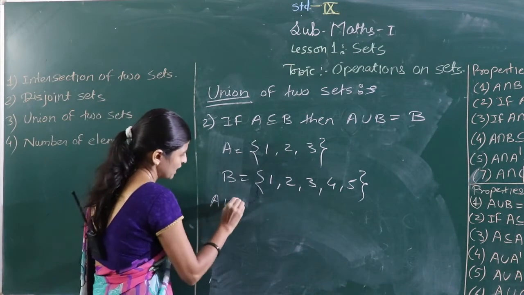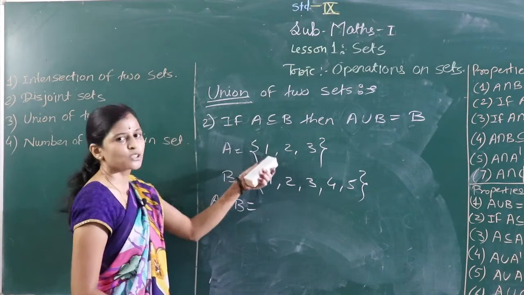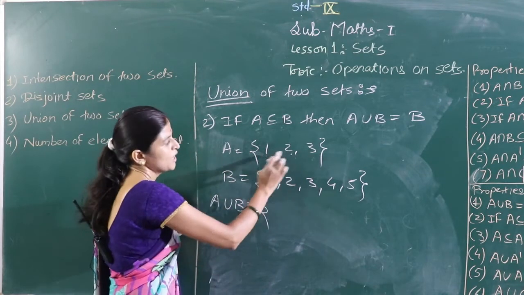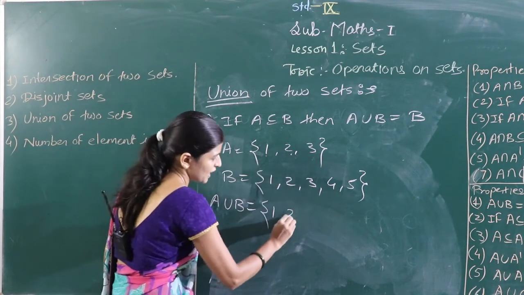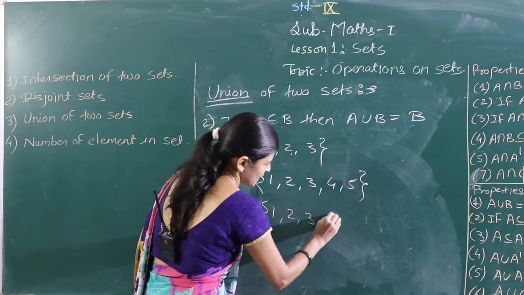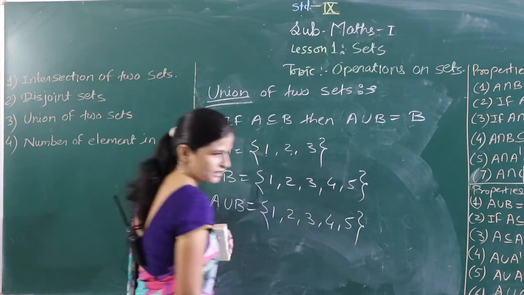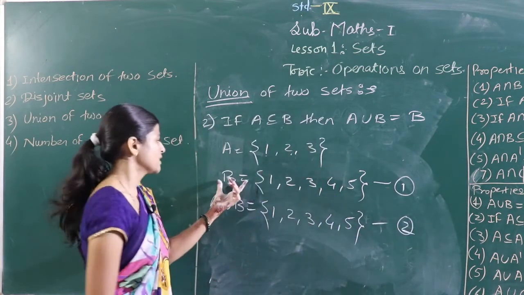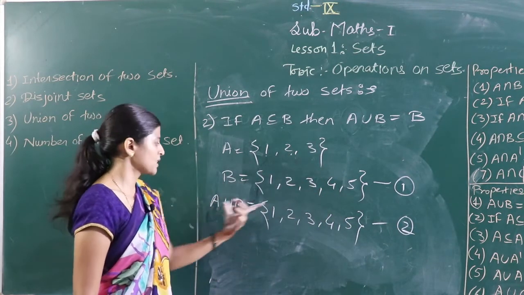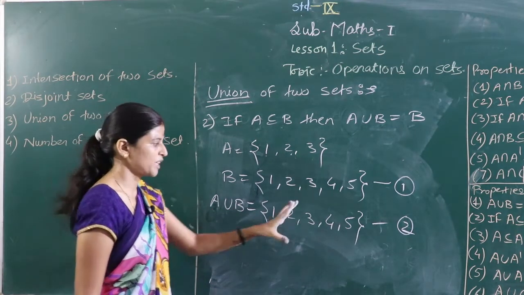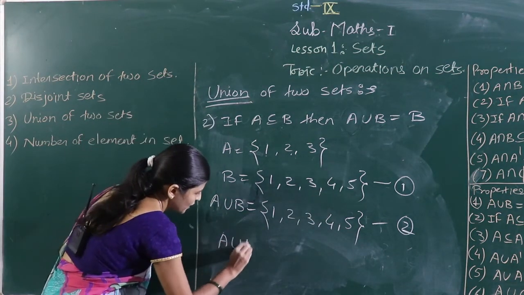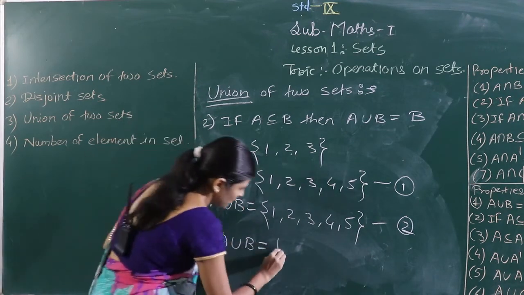Now we find out A union B. Union means common and uncommon both. What is common in both the sets? 1, 2, 3 are common, that we write once, and the remaining elements of set B, that is 4 and 5. So from equation 1 and 2 what we get here? The elements of set B are also equal to the elements of A union B. So from equation 1 and 2 we get A union B is equal to B.